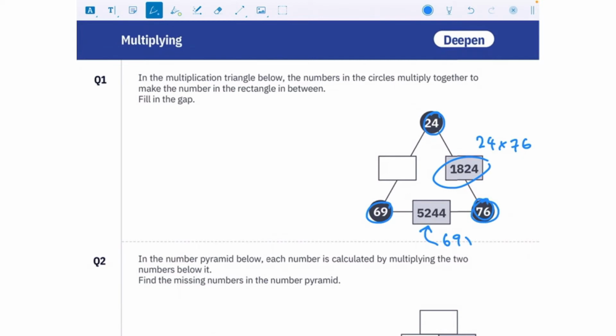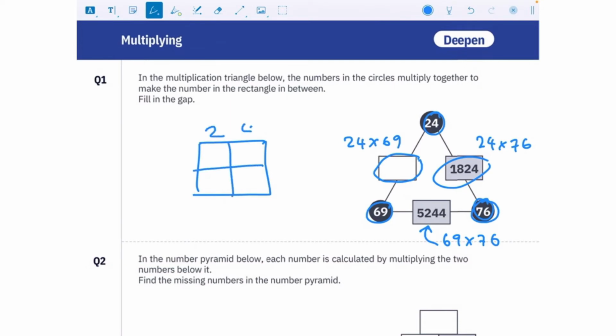And so to get this answer, we need to do 24 times by 69. So let's do that in this method this time. Why not? Mix it up a bit. 24 times 69, split them all diagonally. 4 times 6 is 24, and 4 times 9 is 36. 2 times 6 is 12, and 2 times 9 is 18.